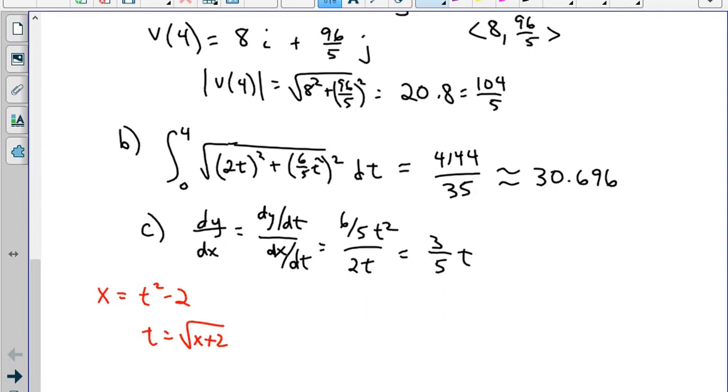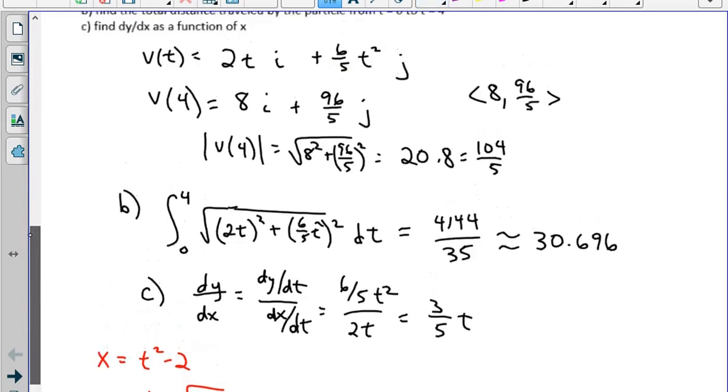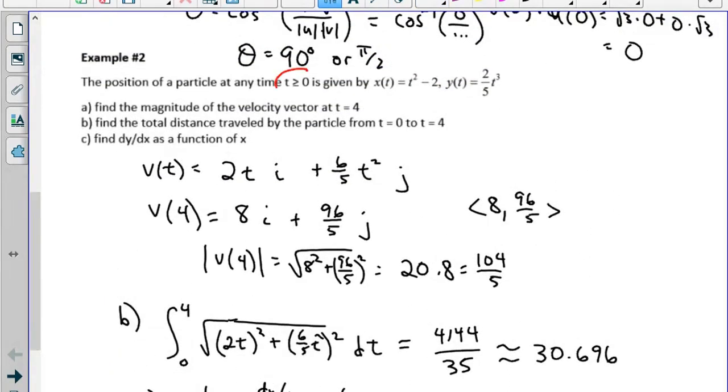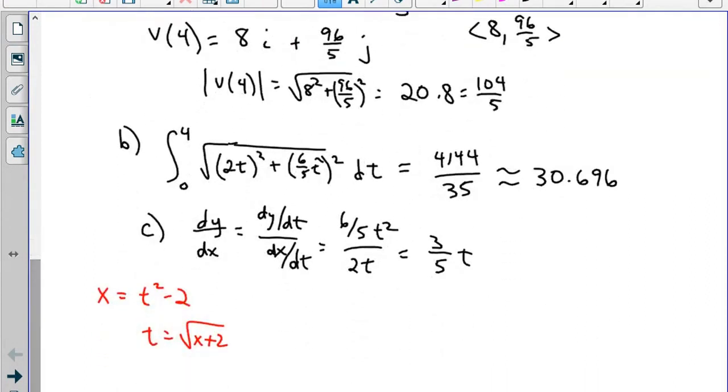Now notice that technically t could be plus or minus the square root of x plus 2, but since in the original problem I was told that t is greater than or equal to 0, I'm only going to use the positive case of this. And that's important to understand: algebraically it could be plus or minus, but within the context of the problem, t must be greater than or equal to 0. So that's why we're only taking the positive case. So I can make a substitution, and that ends up being 3/5 square root of x plus 2.